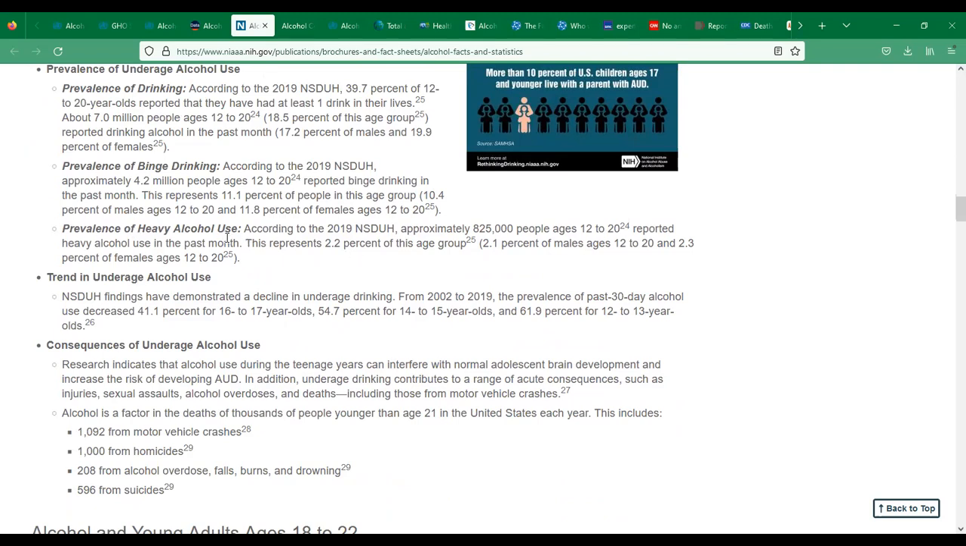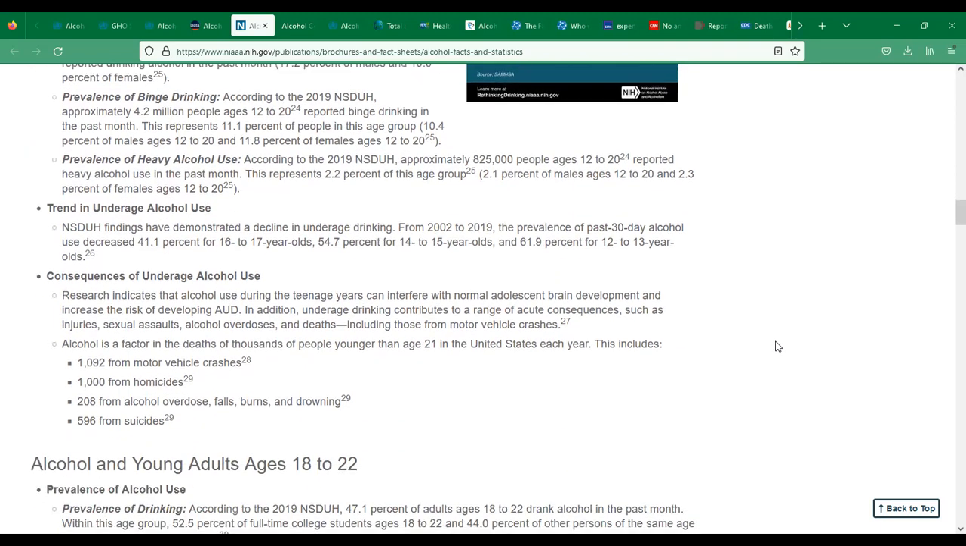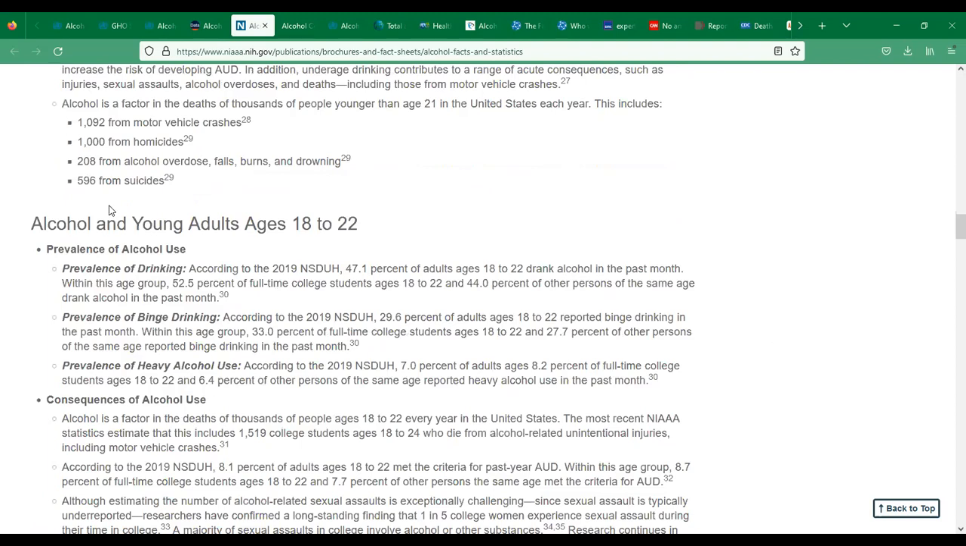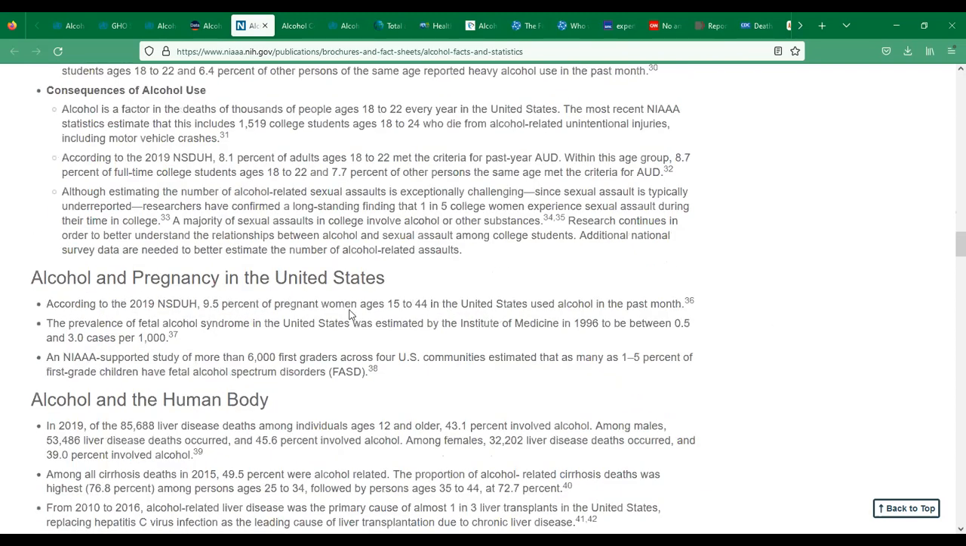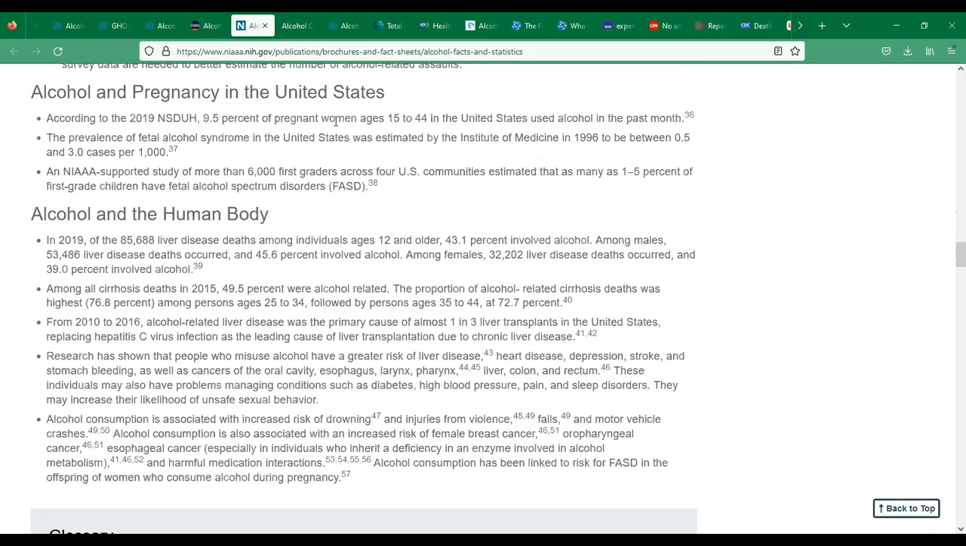Prevalence of heavy alcohol use: according to 2019 data, approximately 825,000 people between 12 and 20 years old reported heavy alcohol use in the past month. This represents 2.2% of this age group. Okay, there's a lot of that, but we need to move on.